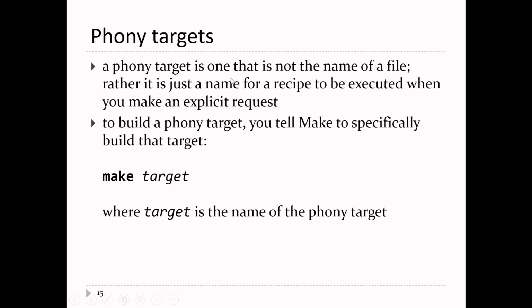You can have what are called phony targets. A phony target is a target that is not the name of a file. In other words, you just give it some name, and it's the name for some recipe that you want to run when you make an explicit request. So if you want to build something in your Makefile that's not the default, you can always write make target, where target is the target name.